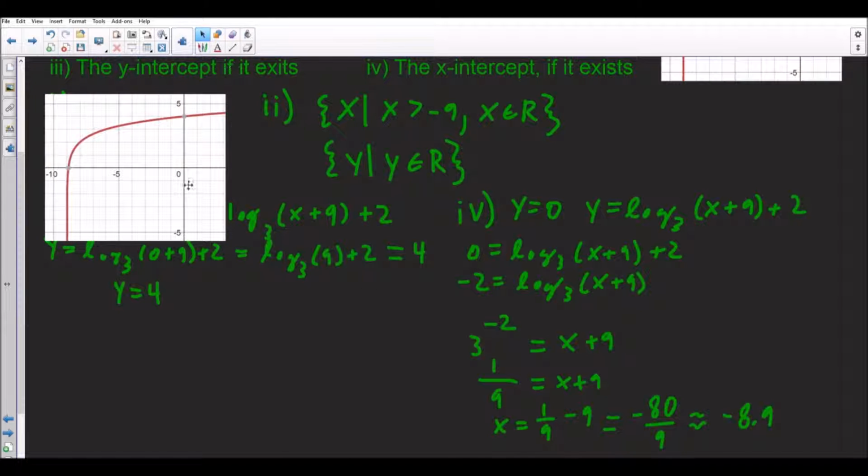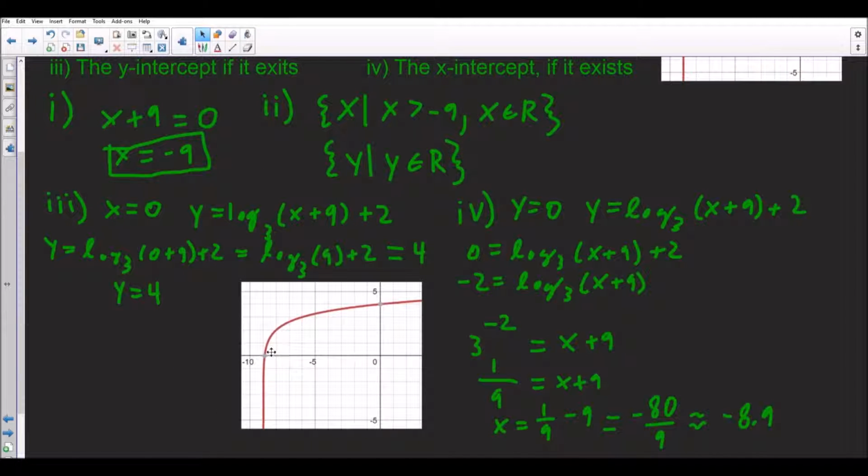And let's take a look here. Our line is almost reaching negative 9 at this point. So negative 8.9 makes sense as an x-intercept.